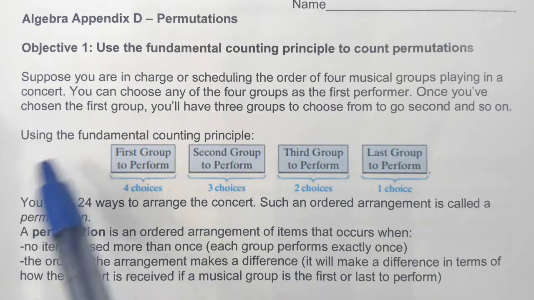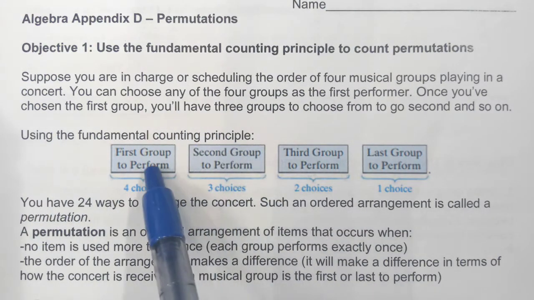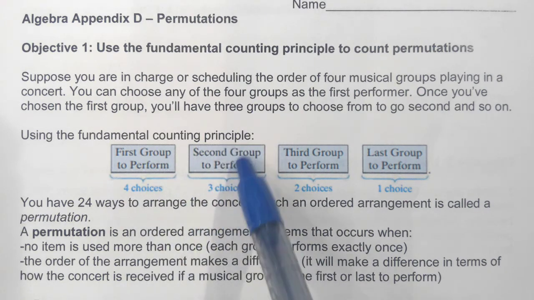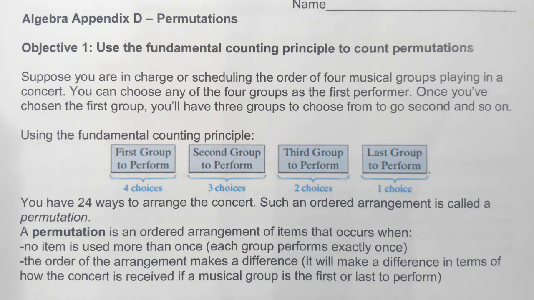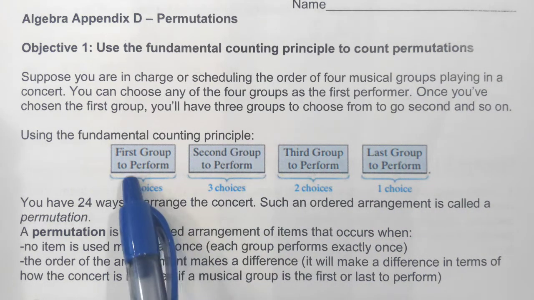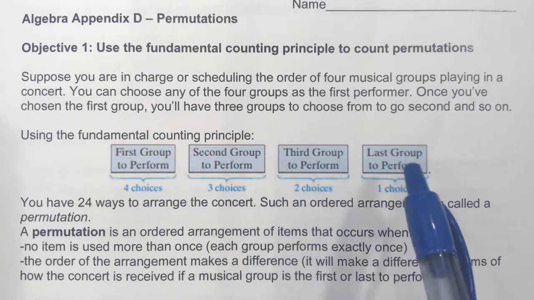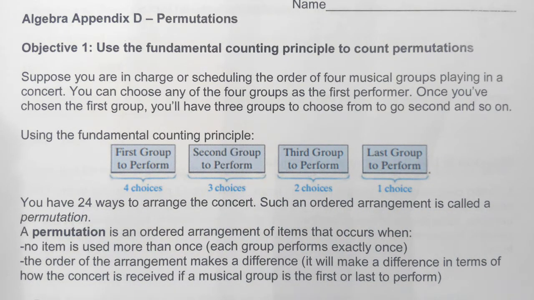So the fundamental counting principle that we learned about would look like this. You have four choices for the first group, three choices left for the second group, two choices left for the third group, and you'd have just the single group left to perform last. If we multiply that out, 4 times 3 times 2 times 1, we would have 24 ways to arrange that concert. So that is an example of a permutation.